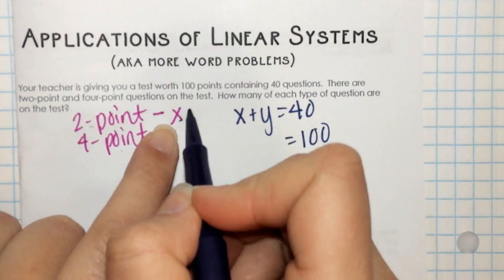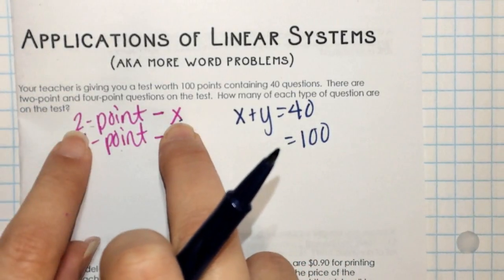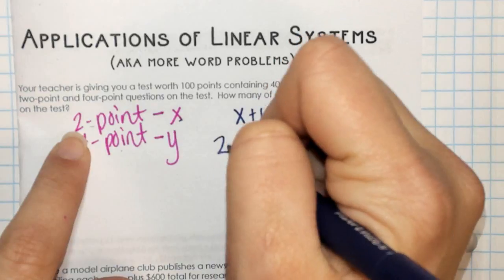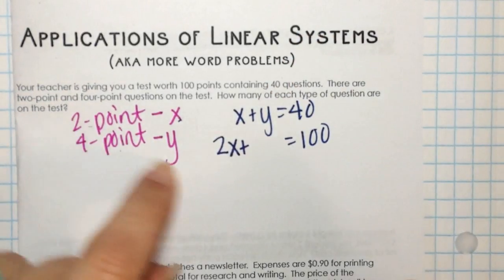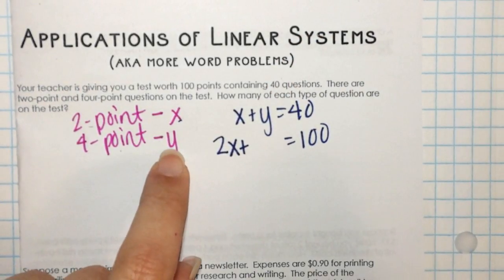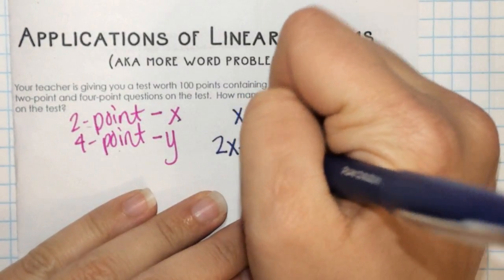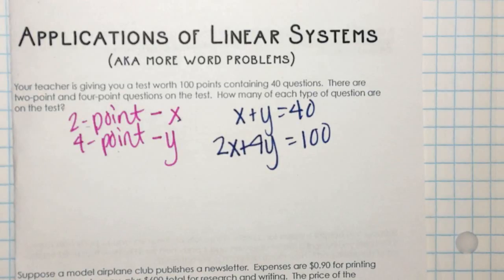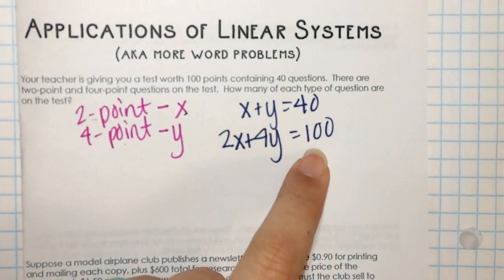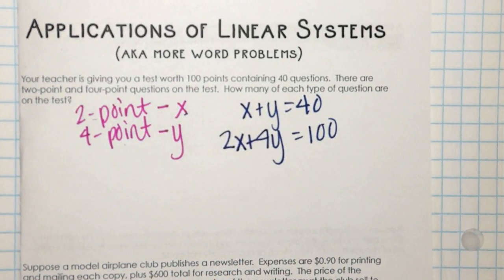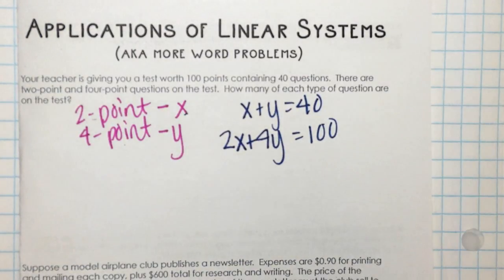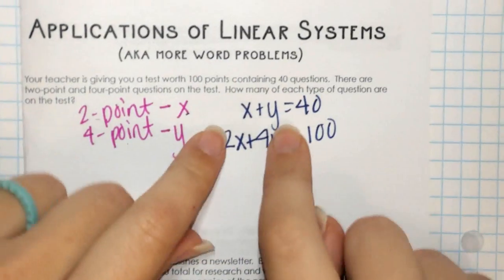But do we know how many each of these are worth? They're worth 2 points apiece, right? Do we know how many? 4. Thank you. And you get 4Y. And when you put all of those together, you get 100. So, Michael, you were getting there. You were just not quite there yet. But does everybody see how I created this?